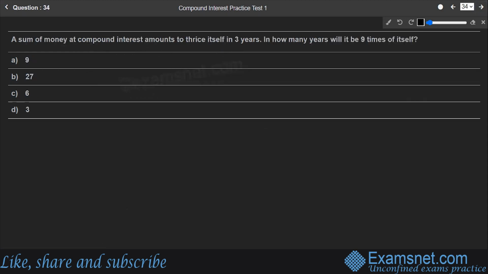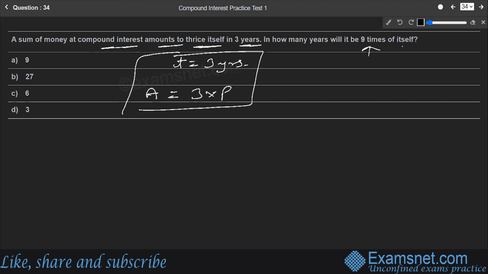Okay, 34th. A sum of money at compound interest amounts to thrice itself in 3 years. So the time value is given as 3 years, and they say amounts to thrice itself. That means amount is 3 times the principal. And in how many years will it become 9 times of itself? That we're supposed to find out. First of all, we're going to deal with the fact that the amount is 3 times the principal in 3 years.